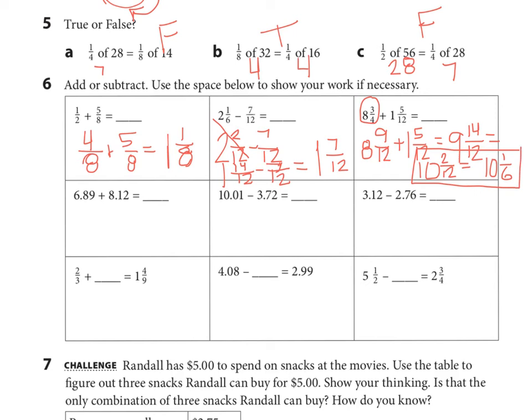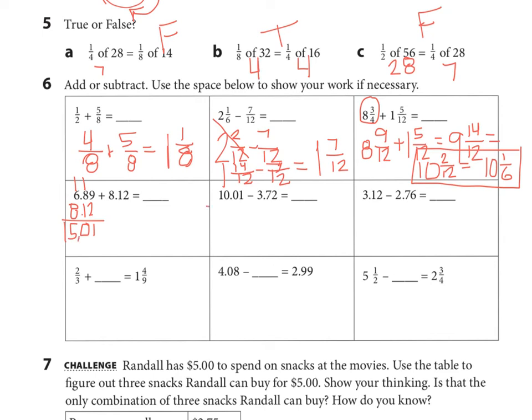For the next one, we're adding decimals. When we're adding decimals, we're going to want to line them up with a place value. Maybe it's easiest to add vertically. So 9 plus 2 is 11. 8 plus 1 is 9, plus 1 is 10. 8 plus 6 plus 1 is 15. And so our answer is 15 and 100th.